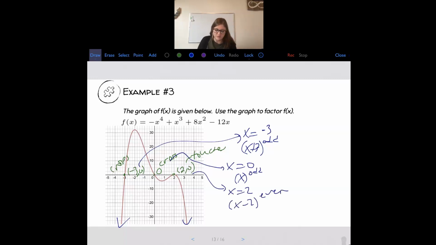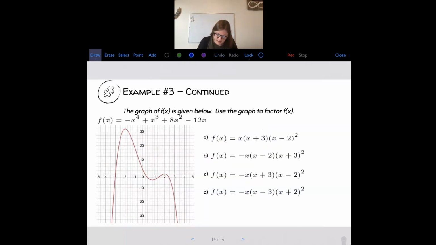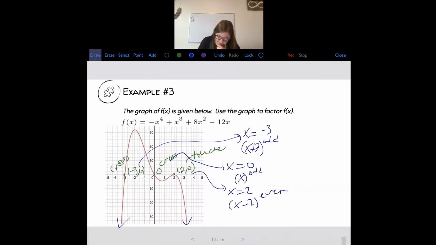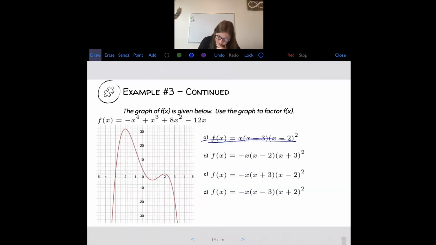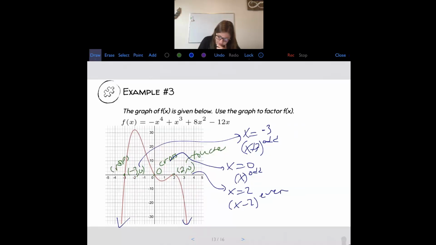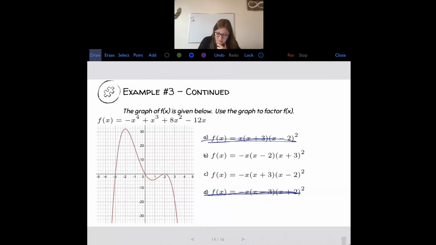Okay, so if we match this up, we do have to have a negative leading coefficient, so B, C, and D would give that to us. And now we have to match up our factors. So we did have a factor of x. We had a factor of x plus 3, so D is out, and x plus 3 should be to an odd exponent because the graph crosses there. Okay, so we're looking at this one, and that also matches x minus 2 to an even exponent.